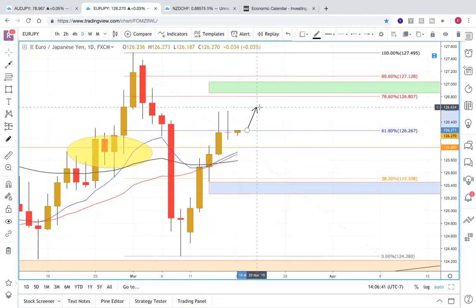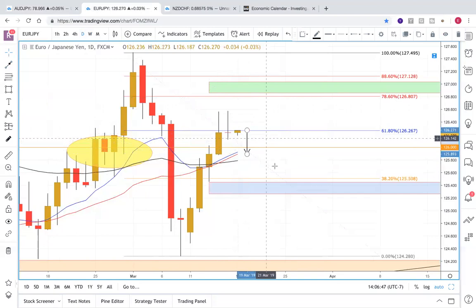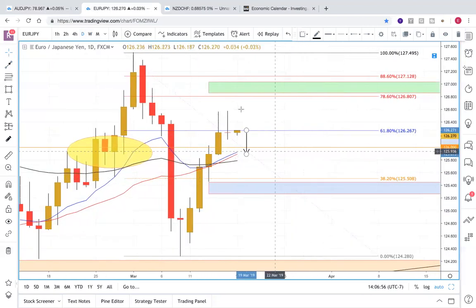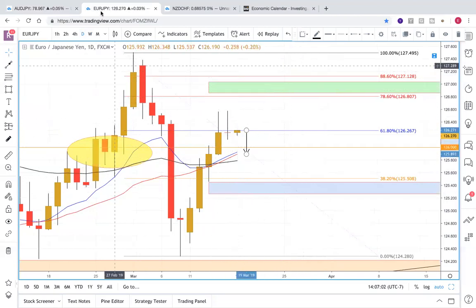But if we get another reversal and a bearish engulfing candle off the 61.8, I'll be looking for some type of pullback and then possibly taking it down towards 125.5, 125. And if we break that, then of course 124 eventually. But more so it's just about sitting on your hands waiting for a break of 127 or 125.5 before any real move will happen within Euro JPY.